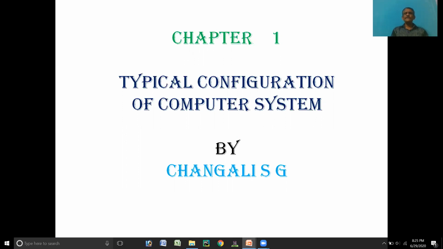Chapter number 1, typical configuration of computer system. In this lesson, we are studying about some of the components of a computer. After studying them at the end of this chapter, we are capable of making a list of components required to assemble a computer system.